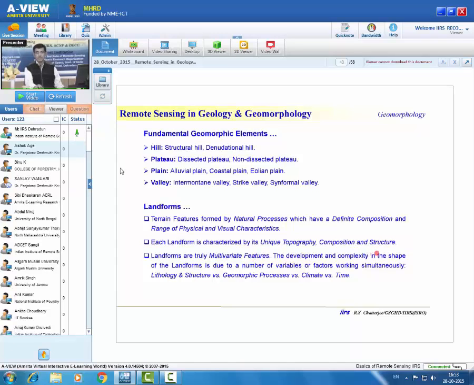And finally, landforms are multivariate features. So development of a landform is controlled by many factors. What are those factors? Lithology, what are the rocks in this area; the geological structures or attitude of the beds; what are the geomorphic processes operating over this area; what is the climate prevailing in this area; and how much time. So these factors all together develop a landform. So a particular landform tells about this information: what is the geomorphic process operating, and about the climate and time.